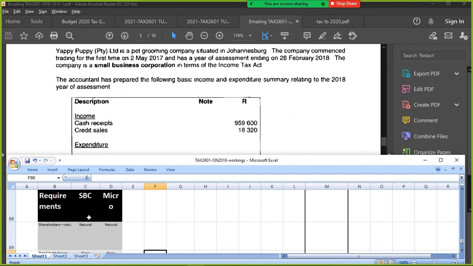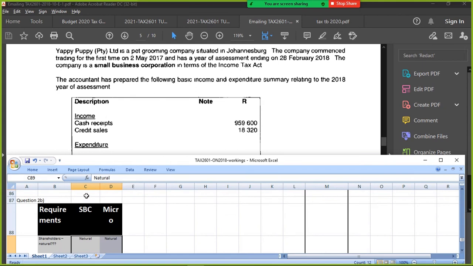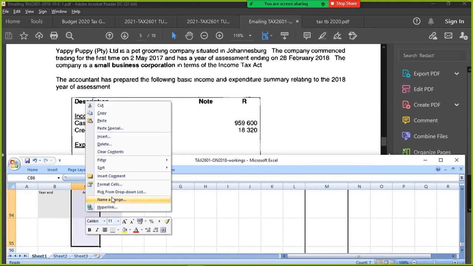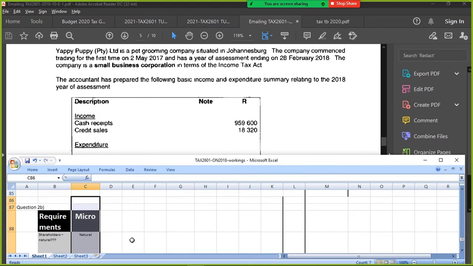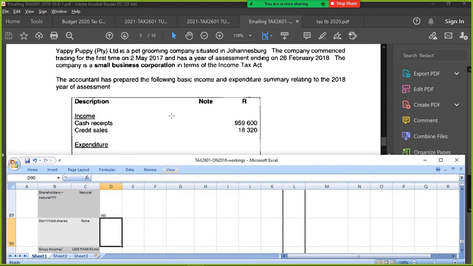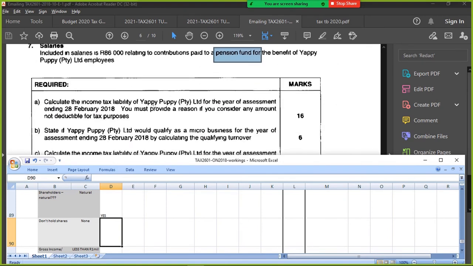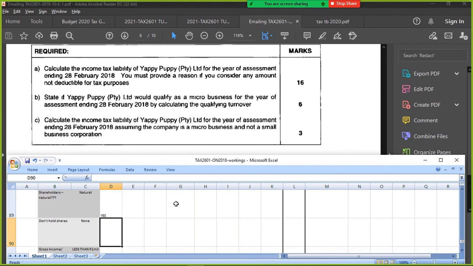Are shareholders natural people? Yes or no? Yes. We can delete the SBC one. Okay, so natural, yes. Do they hold any shares? I didn't see anything about them holding any shares anywhere, so you could probably assume yes. Do you agree? None.